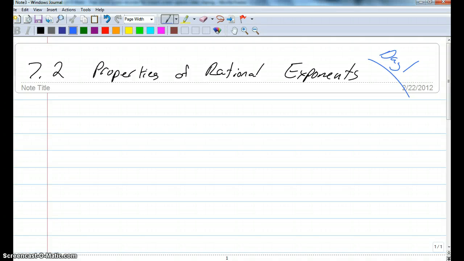7.2 is all about the property of rational exponents. But before we get to the property of rational exponents, let's talk about simplifying radicals.